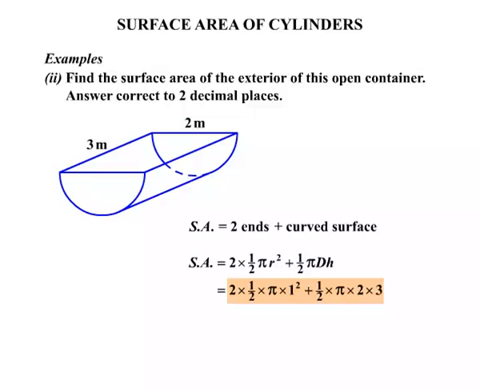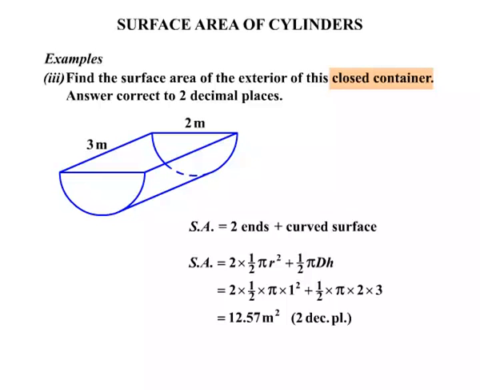And let's calculate that. Works out to be 12.57 square meters. It's been rounded off to 2 decimal places. Excellent. Now this was an open container. Going to change the question slightly and see what happens.